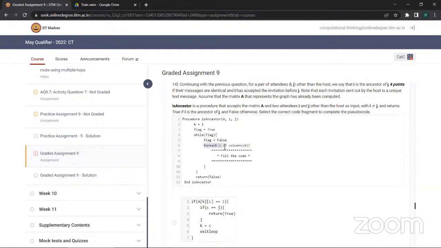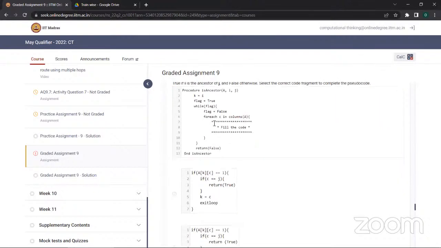Then we are iterating over columns. That means nothing but numbers from 0 to n-1, right? All the nodes of the graph, right? So all the nodes of the graph. So C will go from 0 to n-1.